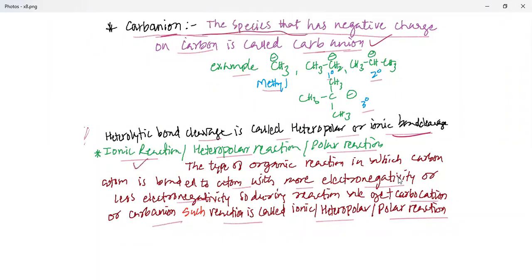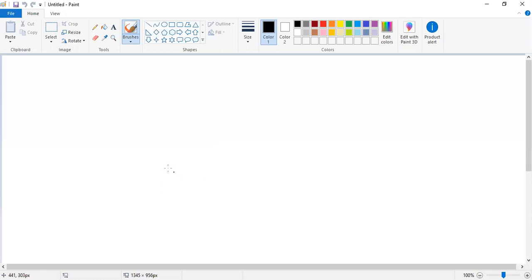So what is an ionic reaction, or what is a heteropolar reaction, or what is a polar reaction? The type of organic reaction in which carbon atom is bonded to an atom with more electronegativity, or carbon atom is bonded with an atom which has less electronegativity than carbon. So during the reaction, we get carbocation or carbanion, and such a reaction is called an ionic reaction or heteropolar reaction, or simply the polar reaction.